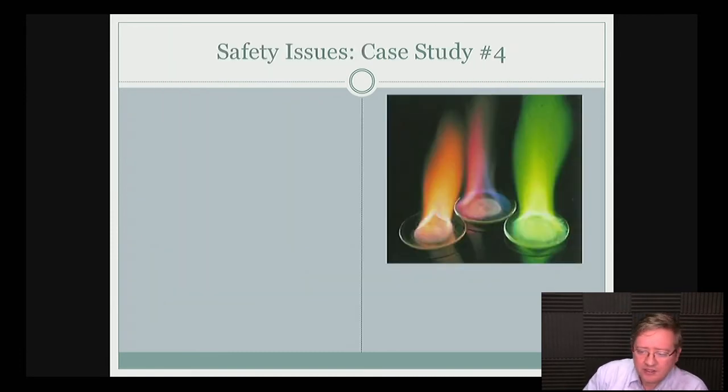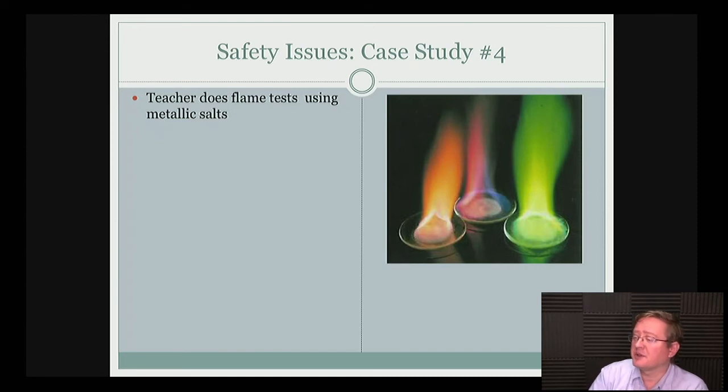Now, here's another case study. They were doing a flame test using metallic salts. You can actually buy these salts in Walmart. If you go to the sporting goods section in the outdoors and look for funky flames, these are little salts that will cause the fires to change different colors. And I mean, they're pretty cool.